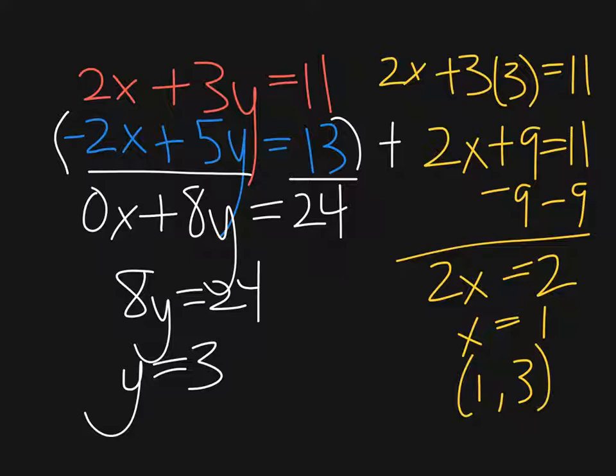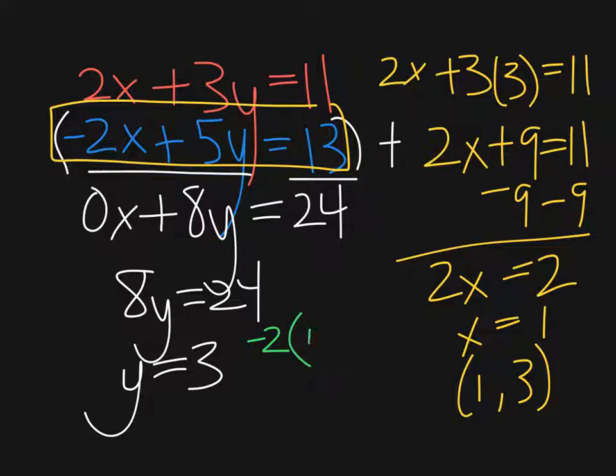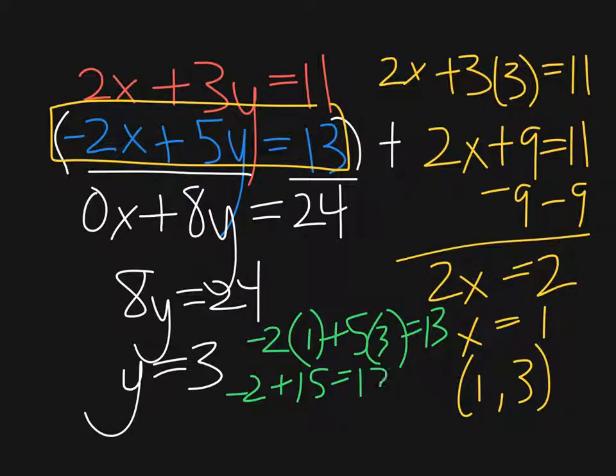And now I'm going to test that in the second equation here. I'm going to test this in the original second equation, in green here: negative 2 times 1 plus 5 times 3 should be equal to 13. So negative 2 plus 15 is equal to 13. And that's true, so I know that this is true for both of the equations. And so that's the way of solving using addition and subtraction instead of substitution or instead of graphing.